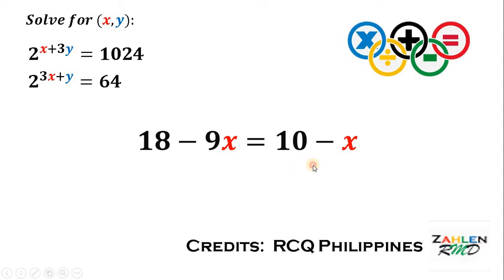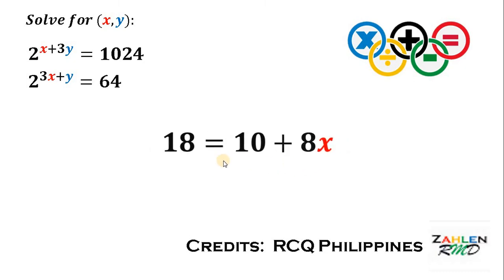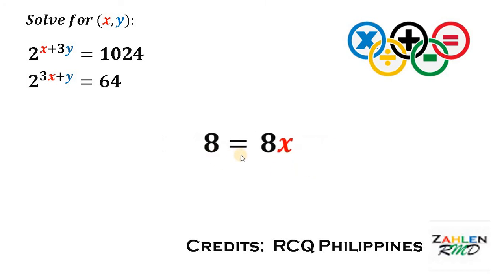Now at this point, we can solve for the value of x. Add 9x on both sides. We have 18 = 10 + 8x. Subtract 10 on both sides. We have 8 = 8x. And then divide by 8 on both sides. Therefore, we get that the value of x must be equal to 1.